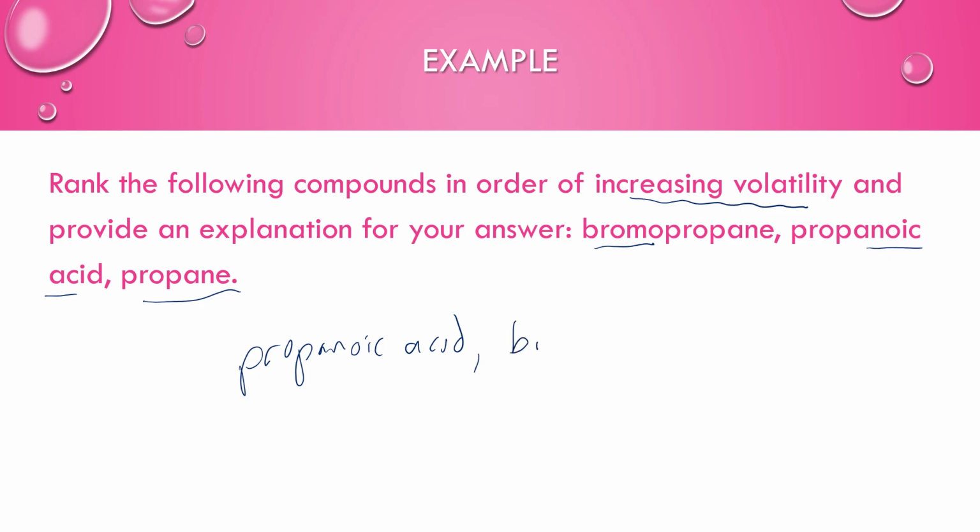Then we will have bromopropane. Because it is somewhat polar, it's going to have those dipole-dipole interactions. And that makes it a little bit more volatile than propanoic acid that has the hydrogen bonds, but less volatile than an alkane. And so the alkane comes last, which is the most volatile of the group with only London dispersion forces.